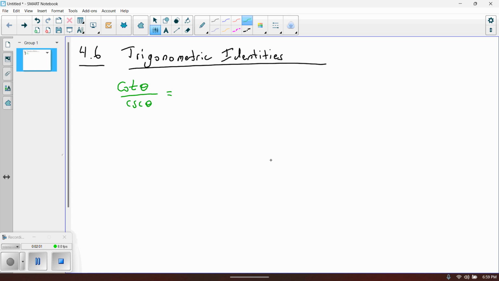So cotangent, we should know from the quotient identities, is cosine of theta divided by sine of theta. And then cosecant is 1 over sine of theta. And then we have fractions dividing fractions. So when you do that, you're going to multiply by the reciprocal of the bottom fraction. So ultimately what you get here is cosine of theta over sine theta times the reciprocal of the bottom, which is sine of theta over 1. And then the sine of thetas here are going to cancel out, which just leaves cosine of theta.